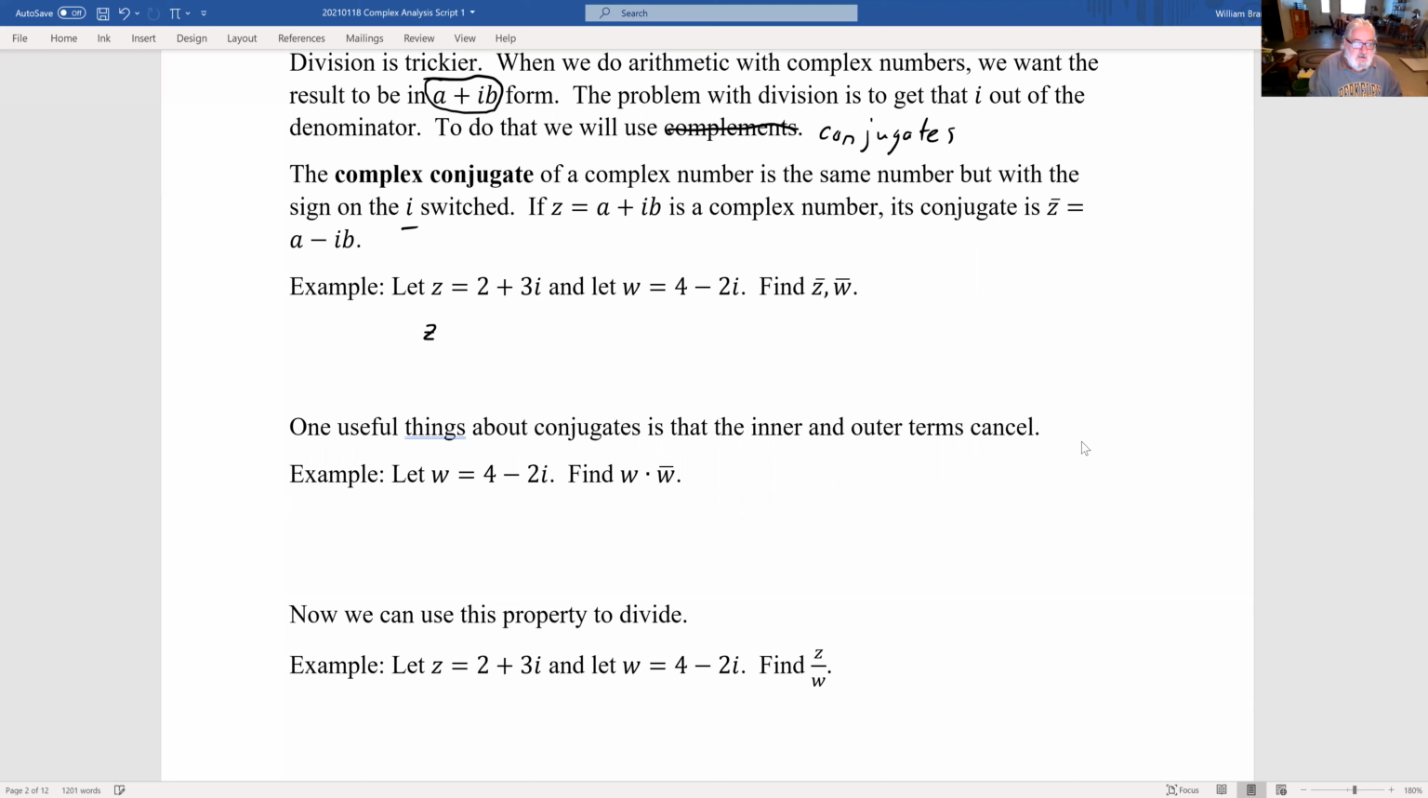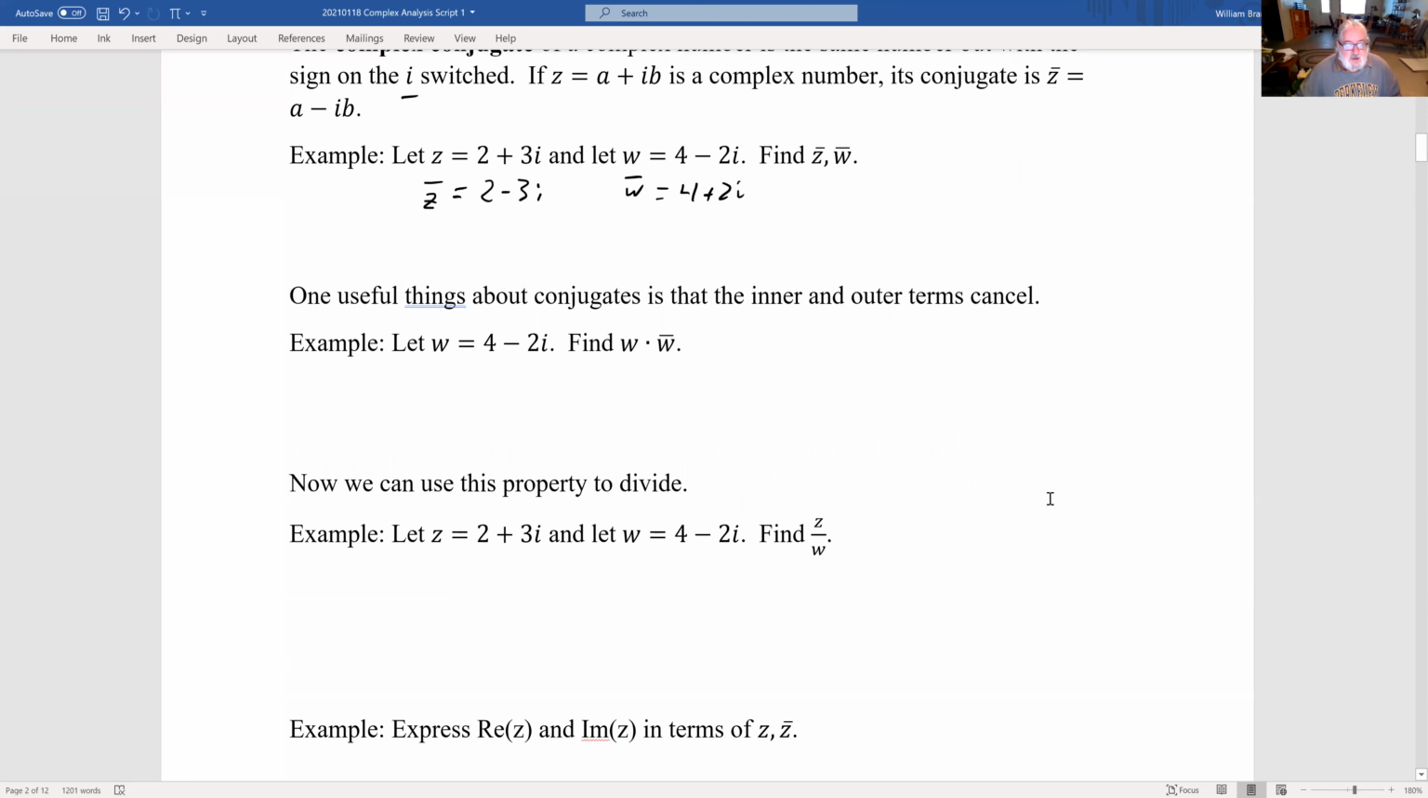So complex conjugate is the same number, but with the sign of the i switched. So z bar, the conjugate of z, is 2 minus 3i. The conjugate of w is w bar, that's 4 plus 2i. So it's not the same thing as making the i negative, which sometimes you hear people say. It's switching the sign on the i. So why do we care about conjugates?